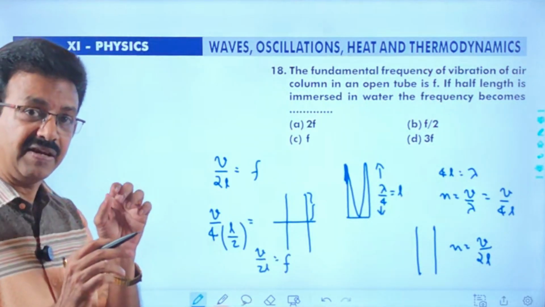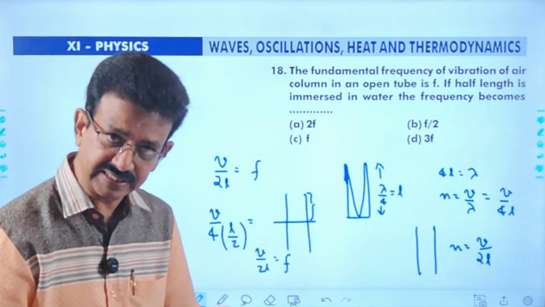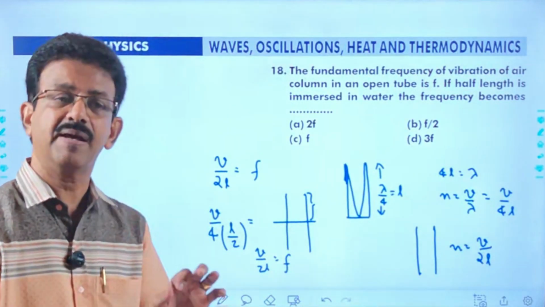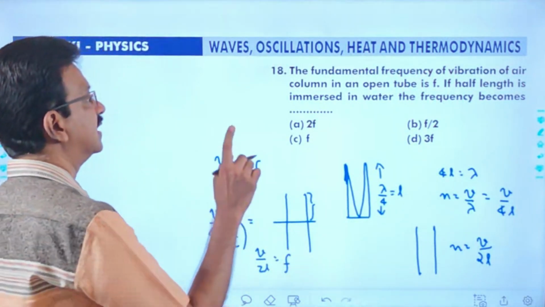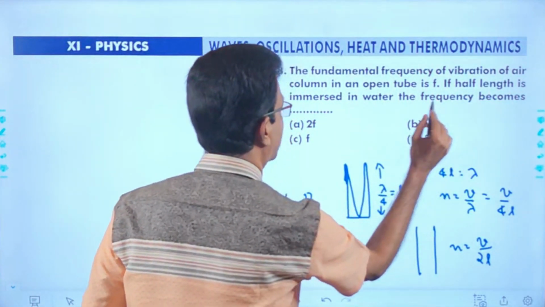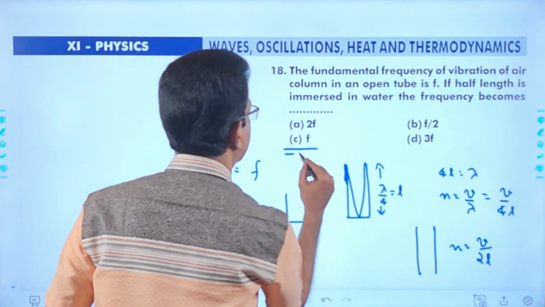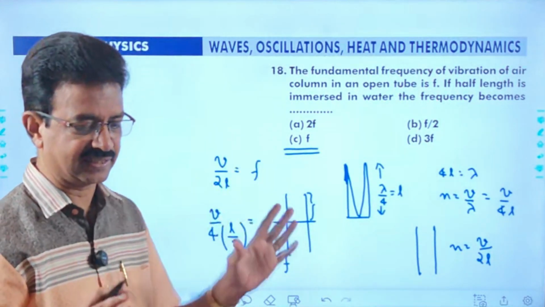That is, if an open tube is immersed in water and half of its length is exactly immersed, the fundamental frequency remains unchanged, F itself. Therefore, if the half length is immersed in water, the frequency becomes F itself. That is, C choice is the correct answer.